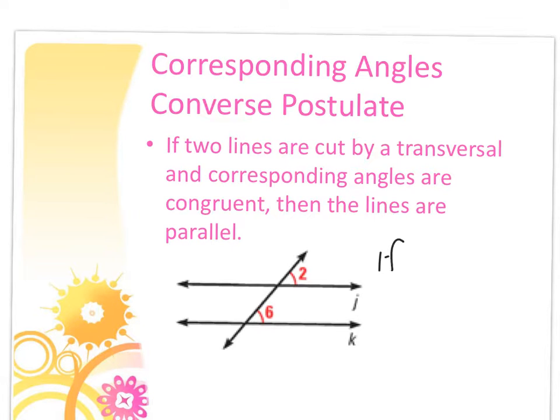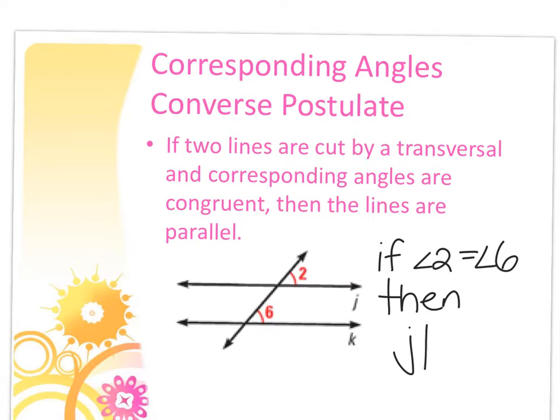So if angle 2 equals angle 6, then J is parallel to K, and your reason would be the corresponding angles converse postulate. You've got to know the difference between the original and the converse. The converse is going to prove that they're parallel. The original would have said that if they're parallel, then the angles are congruent.